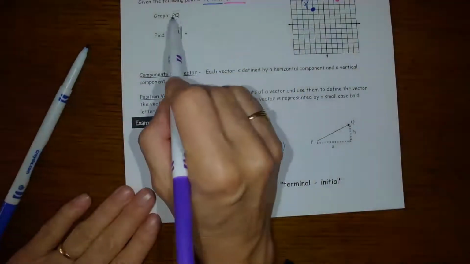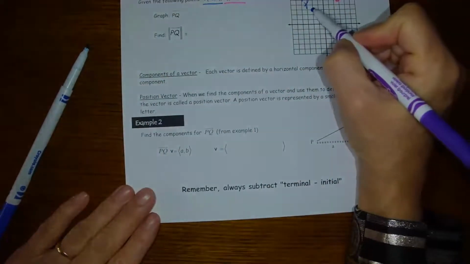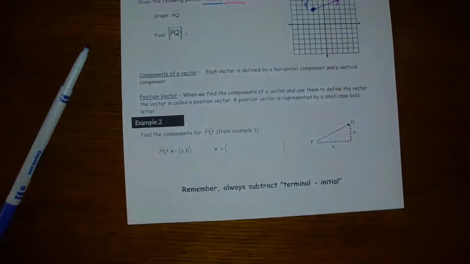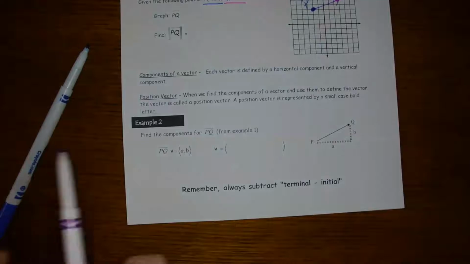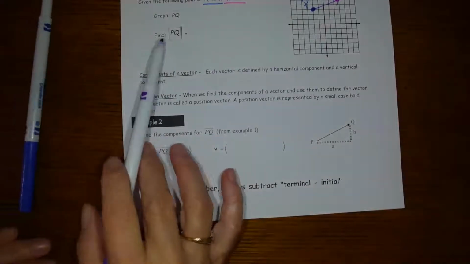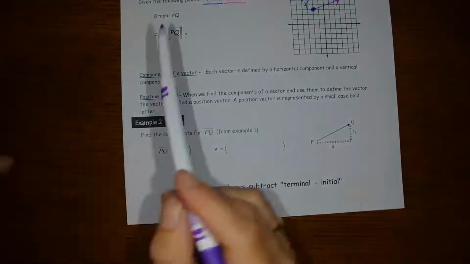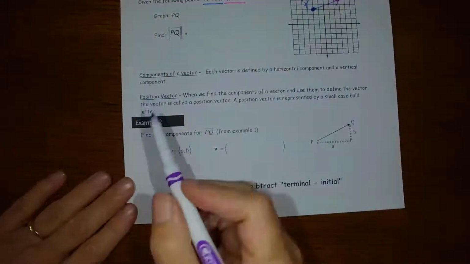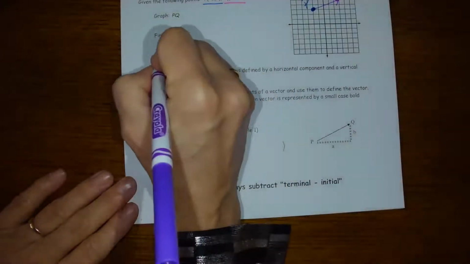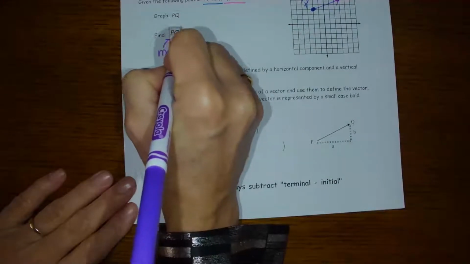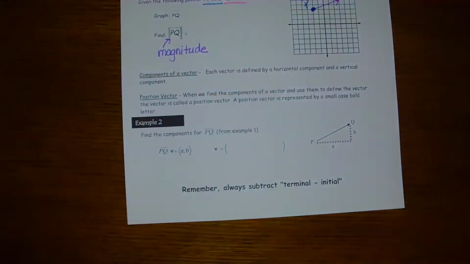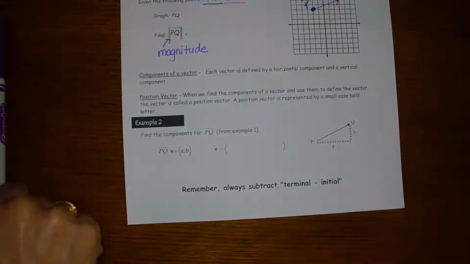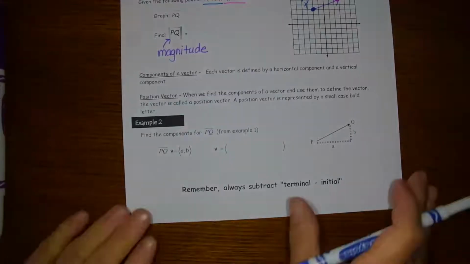All right, so this is PQ, so we go here and we draw an arrow. Q has to have an arrow because it came second. These little bars, when it says find PQ and it's got these 2 skinny bars around it, those bars represent magnitude. They won't ask you what the magnitude is. They'll just put those skinny bars. So you have to figure it out.